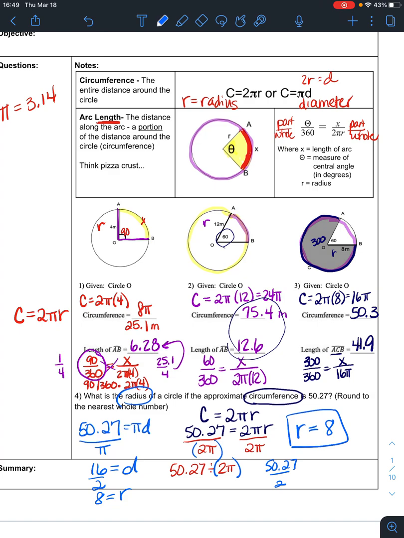So it is extremely important that you pay attention and know how to use these formulas. And they'll be listed on your formula chart, and it'll say circumference, and you can go get it. And circumference is the distance around the circle. Arc length is just that portion. What's the distance? What's the length of that portion of the circle?